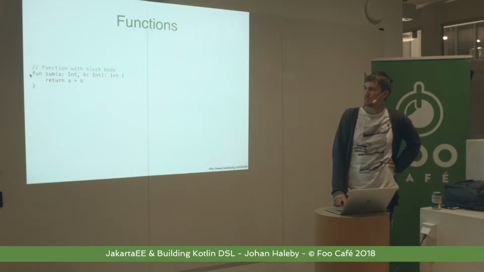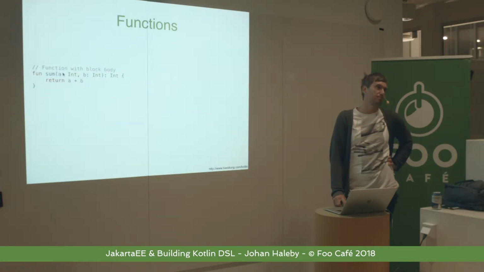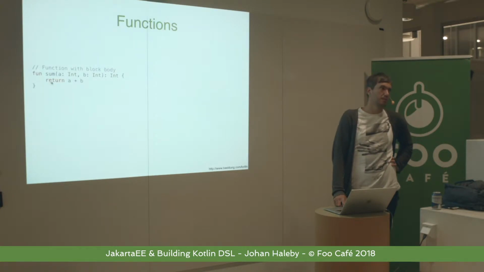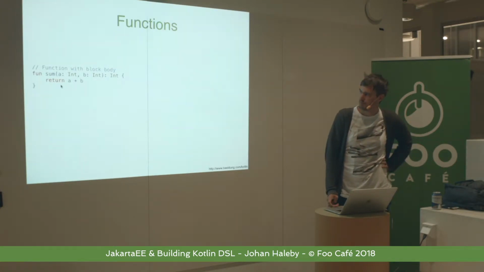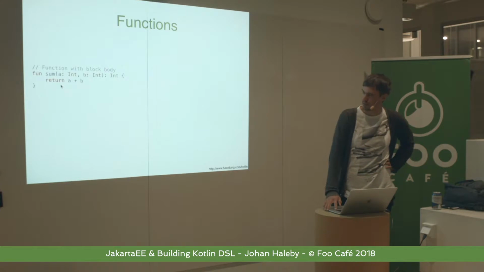It's nothing really special. You type fun and then the name of the function, and then the argument types are on the right side of the argument name. It's a little bit different than in Java and Groovy, but this is the way that you declare them in Scala as well, for example. And then you specify the return type afterwards with a colon, and then it's just return a plus b. You should probably recognize this.